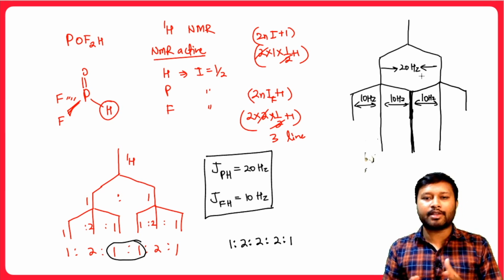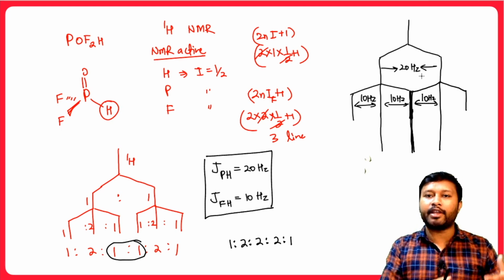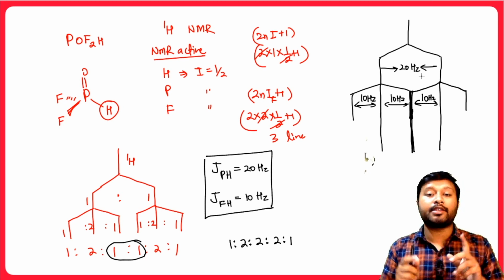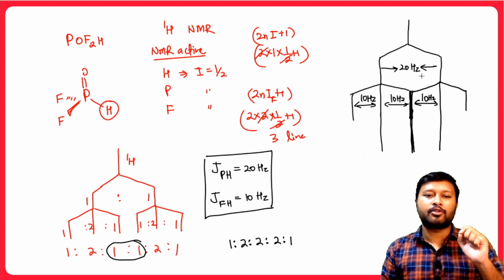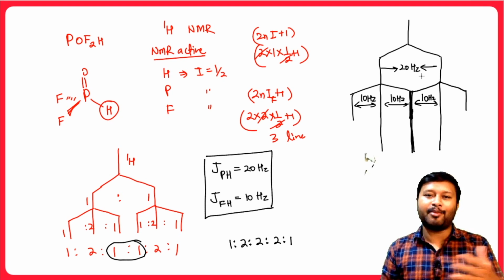So these were some examples and some questions related to multiplicity, related to splitting and intensity of the peak. I hope this is clear to you. The next part of this series is going to contain satellite peaks, and that is a very important topic. So make sure you watch the next video and stay tuned for that. I'll be uploading it very soon.